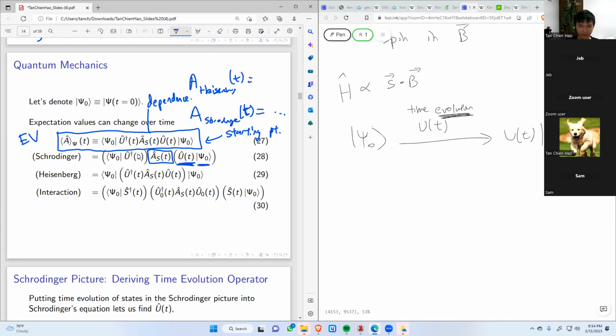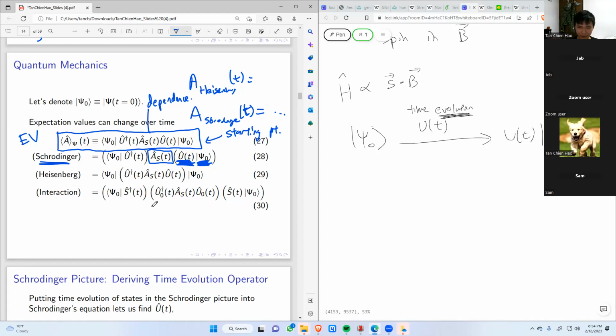So that tells us, in the Schrodinger picture, which is related to the Schrodinger equation, that the state psi is the one that evolves in time, whereas the operator doesn't evolve in time. It could still have time dependence, but it doesn't evolve with this U. And then if we put the brackets around U, A, and U, the U and the operator and the U, then we get the Heisenberg picture.